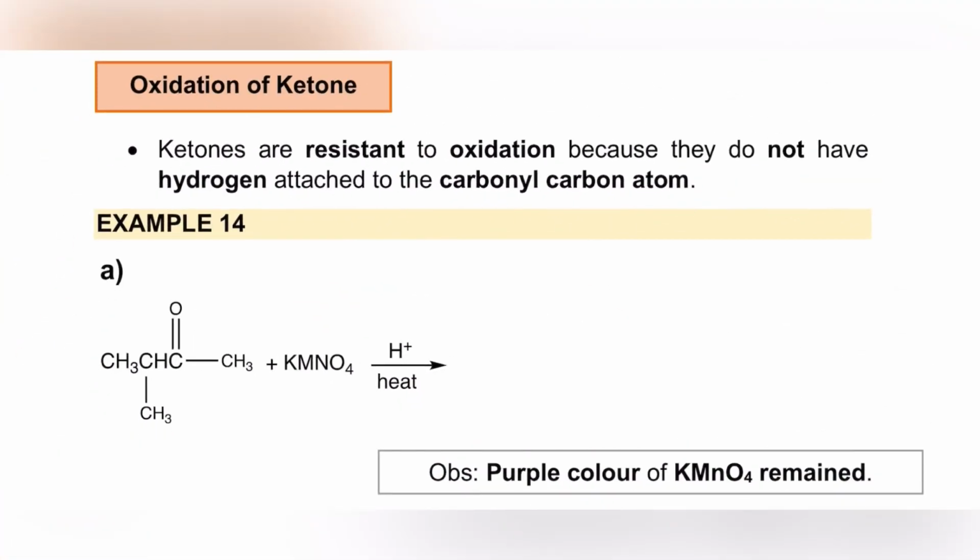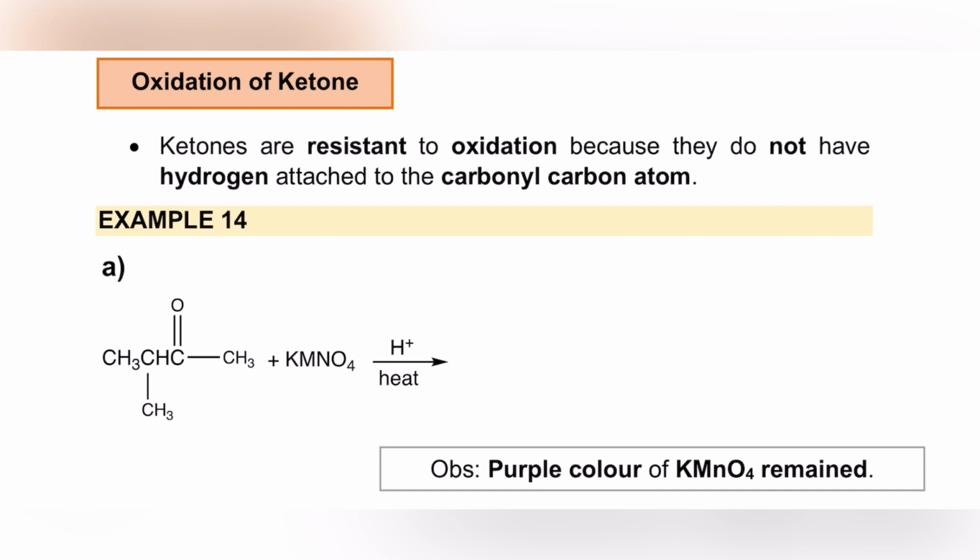Now we go for oxidation of ketone. How about it? So for your information, ketones are resistant to oxidation because they don't have hydrogen attached to the carbonyl carbon atom. Kenapa? Sebab ketone ni dia tak ada reducing hydrogen, iaitu carbon yang ada double bond O, dia mesti attach kepada hydrogen. So dia tak ada. Sebab tu bila kita tulis equation, we can write the equation, but at the side product, you should put no observable changes. Very simple. And then kalau you guna potassium permanganate, the purple color of potassium permanganate remains.